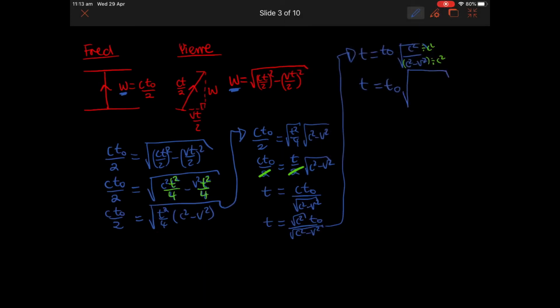So we now end up with, on the numerator, T naught, and on the denominator we have the square root of 1 minus V squared on C squared. And if we want to write that in a really nice way, that's equal to T naught over the square root of 1 minus V squared on C squared. Let's just fix that C up, it's a bit gross.